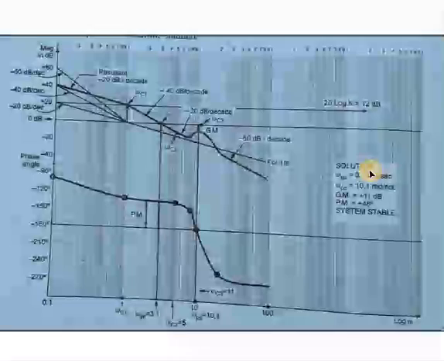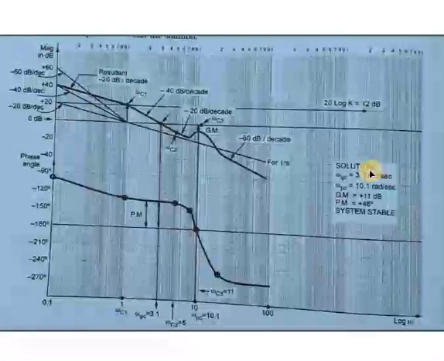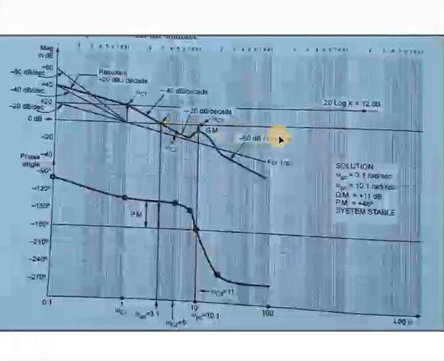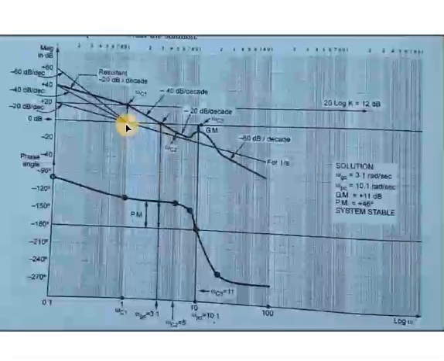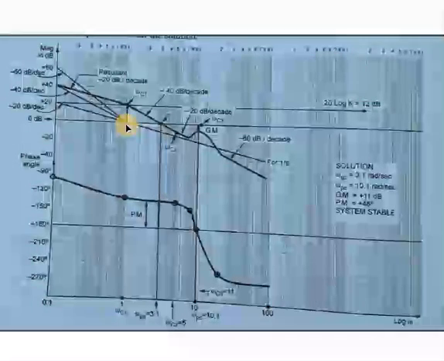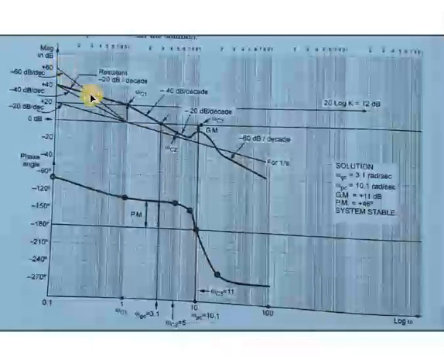After calculating these things, you should go for the construction of the Bode plot. So this is the construction. First, draw the 0 dB line. Then mark a point at omega equal to 1. Draw a line through 20, 40, 60.